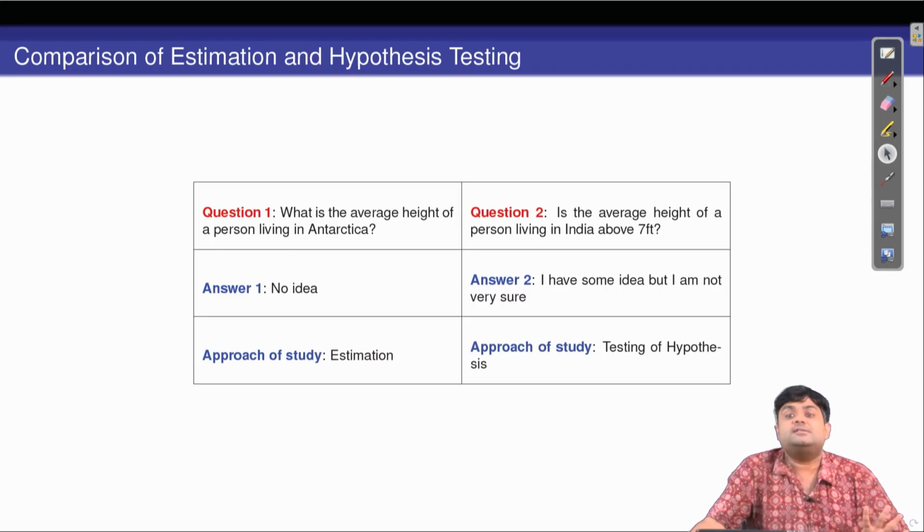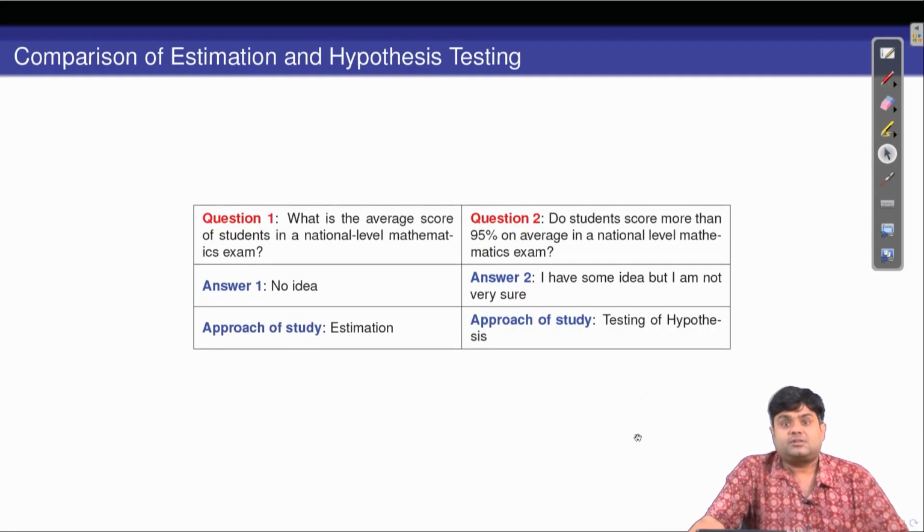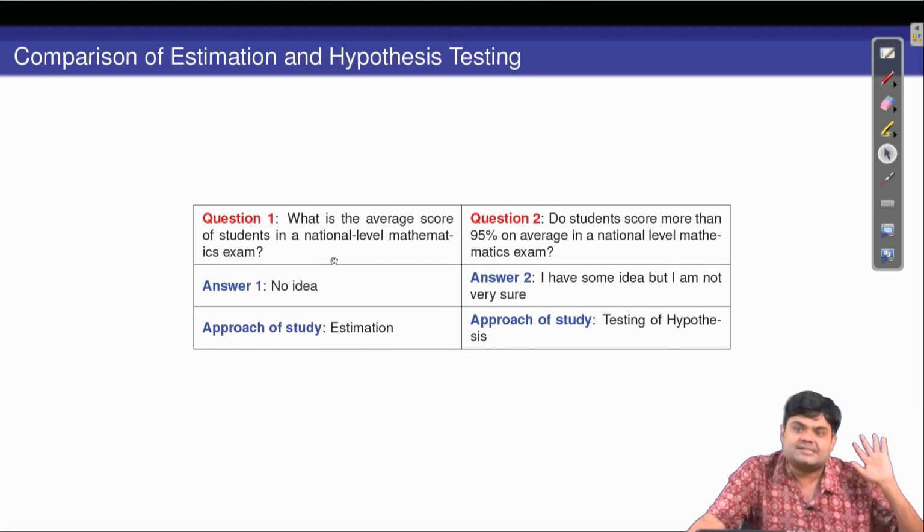Here, there is no such thing. Just to give another example, what is the average score of students in a national level mathematics exam? Compare this with the question, do students score more than 95% on an average in a national level mathematics exam? This is a highly unlikely scenario. However, for the first one, you really do not have much idea. So here, you collect the data, use some theory to come up with a good prediction based on the data, but whatever the data tells you, that's it.